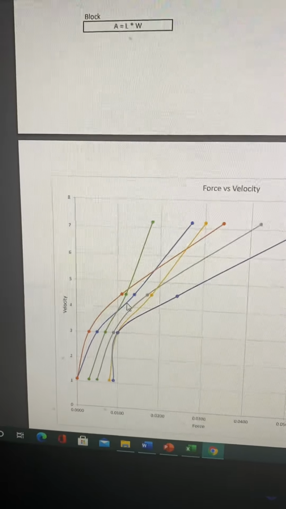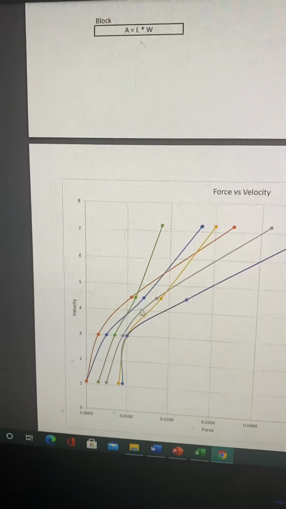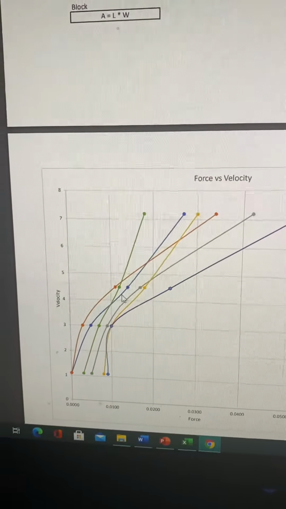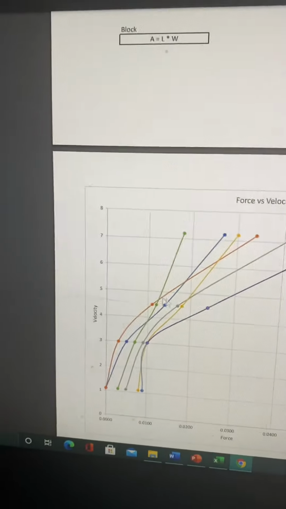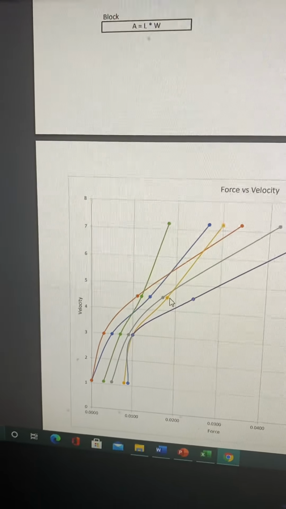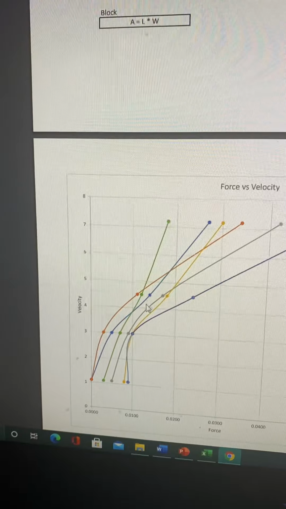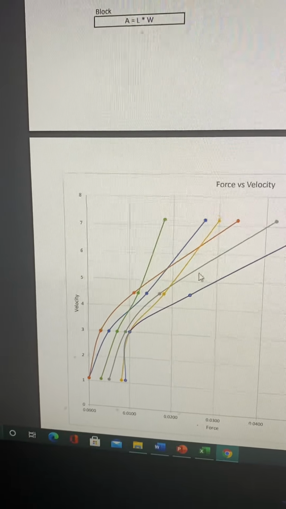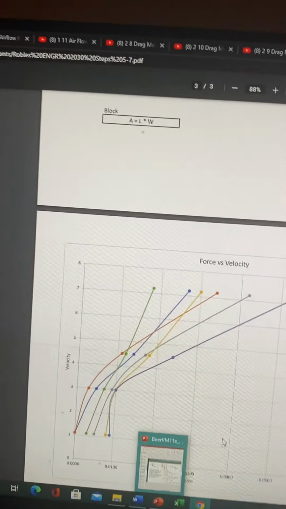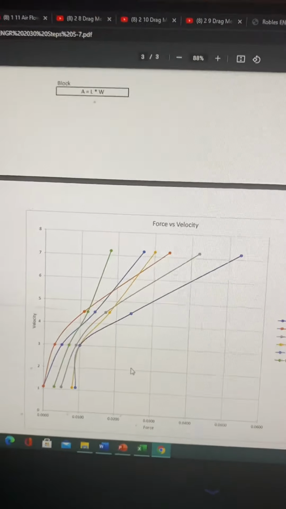This yellow one, which is a circular cylinder, and the blue one, which is a sphere, had similar behavior, which makes sense since they're both spheres. And then the golf ball and the cylinder long side also had similar behaviors. And that concludes steps 6 and 7 for this project.